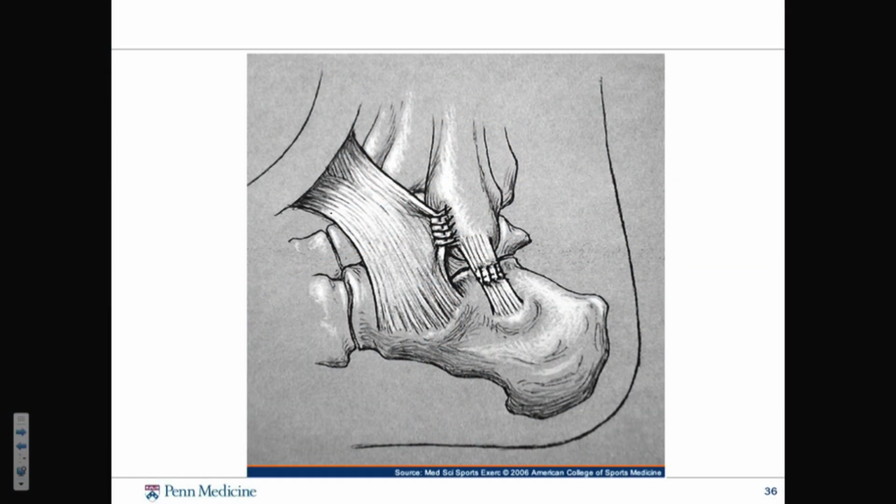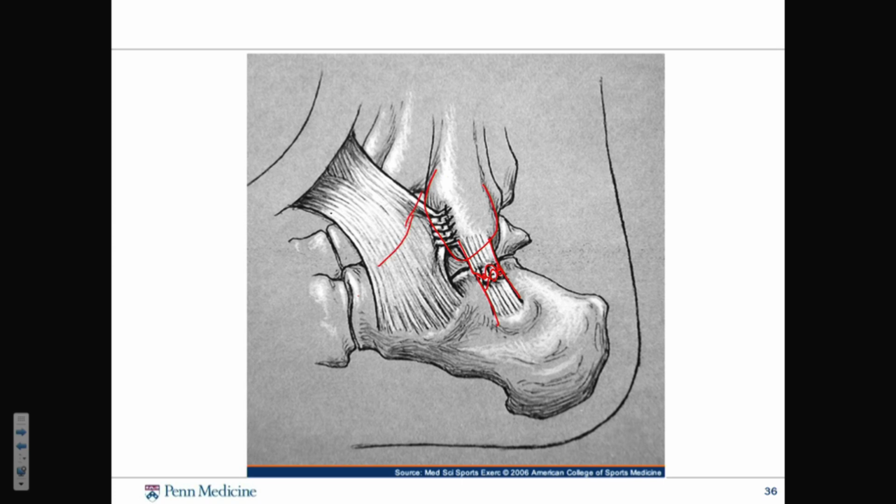So this is a diagram of the classic Brostrom type repair. So this is the fibula right here. This is the calcaneofibular ligament, which has been cut and shortened and repaired. You don't always actually have to repair this. The most important part is repairing what's called the anterior talofibular ligament.